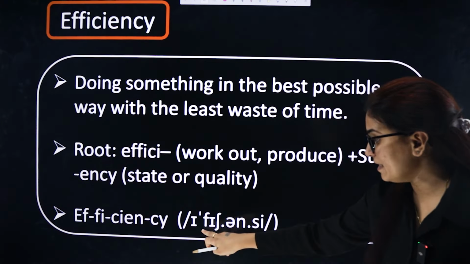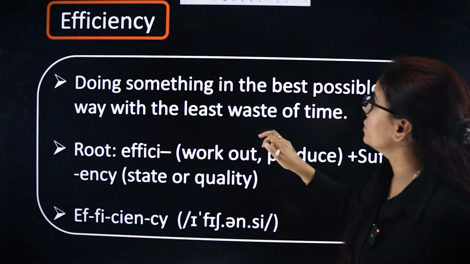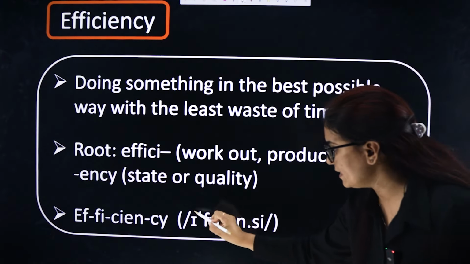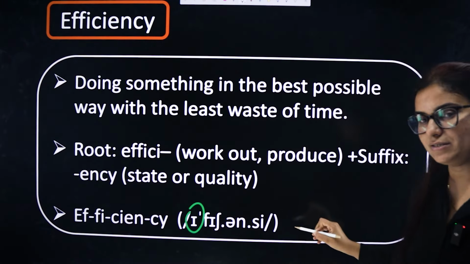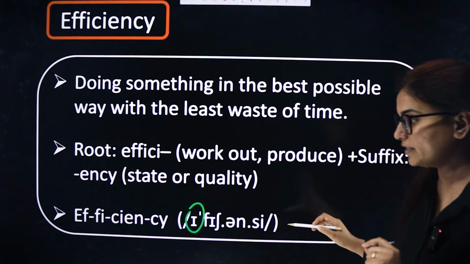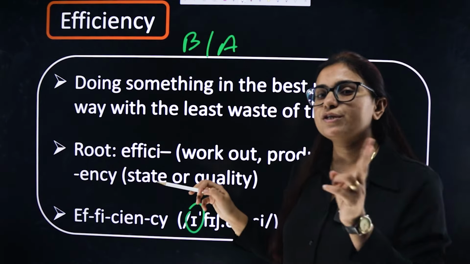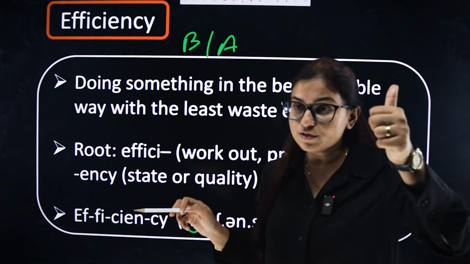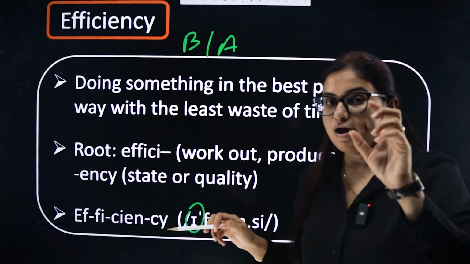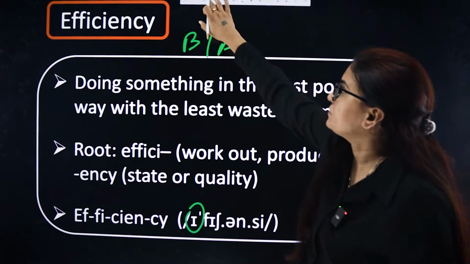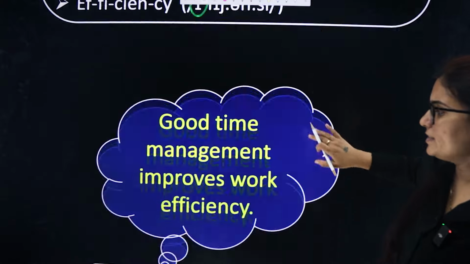The pronunciation is efficiency. Now please focus on the pronunciation here carefully. It has an I sound in the start, efficiency. That's the correct pronunciation. Again, we have British and American, so you can choose both. Sometimes you might find efficiency pronounced differently. You have to choose the correct one. Okay? Now, let's look at the example.